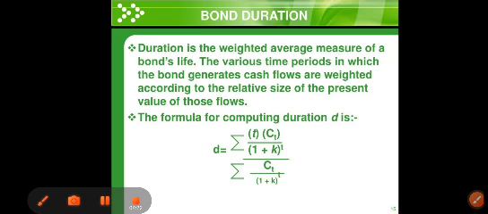You can see, where CT is equal to annual cash flow including interest and repayment of the principal, N is equal to holding period, K is equal to discount rate, which is the market interest rate, and T is the time period of each cash flow.